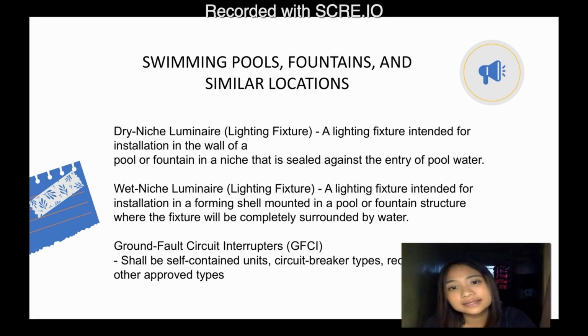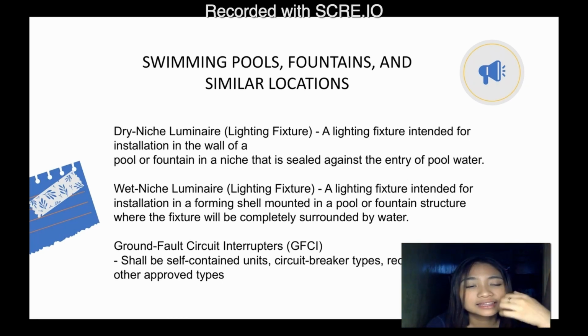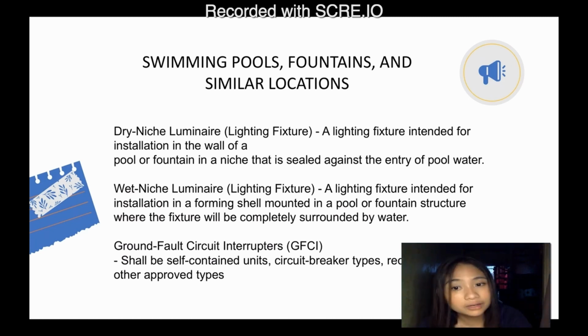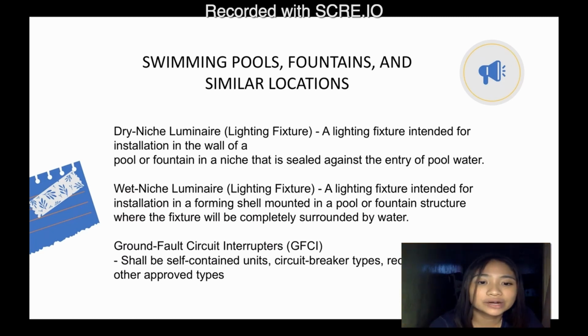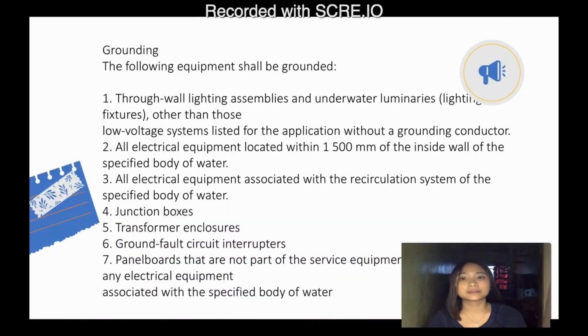In swimming pools, fountains, and similar locations: dry niche luminaire, a lighting fixture intended for installation in a wall of a pool or fountain in a niche that is sealed against the entry of pool water. Wet niche luminaire, a lighting fixture intended for installation in a forming shell mounted in a pool or fountain structure, where the fixture will be completely surrounded by water. Itong GFCI naman, shall be a self-contained unit, circuit breaker type, receptacle type, or other approved types.